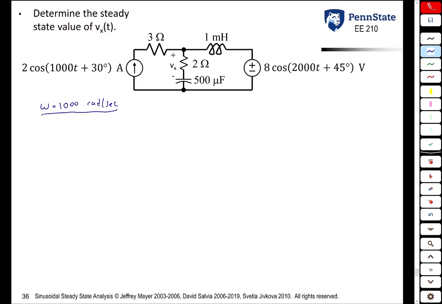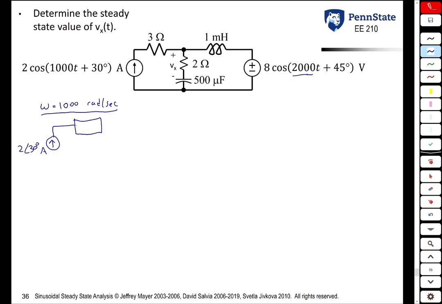So in this case, the current source is activated, but the voltage source is not, because the voltage source is operating only at 2000 radians per second. So the current source becomes what? It becomes a phasor 2 at an angle of 30 degrees amps.